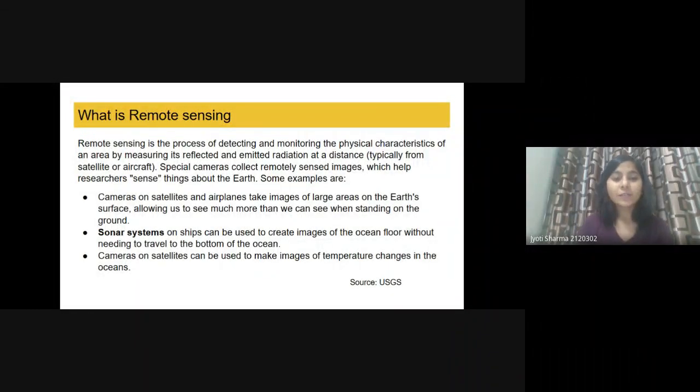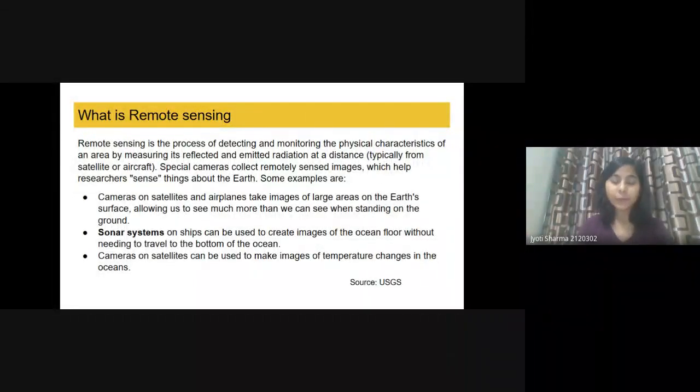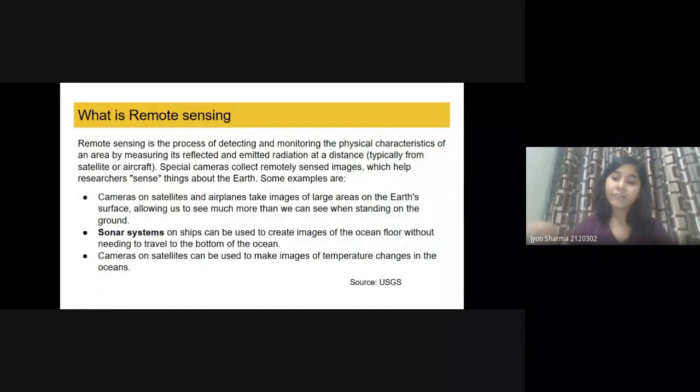Okay, so let's have some introduction about remote sensing first, then you will go to the advanced version in your class. So remote sensing is nothing complicated. Remote means something is away from you, and sensing means you are sensing it. If you are not touching it, but you are getting information about any object or the environment that is away from you, this is remote sensing. The definition is: it is the process of detecting and monitoring the physical characteristics of an area by measuring its reflected and emitted radiation at a distance.